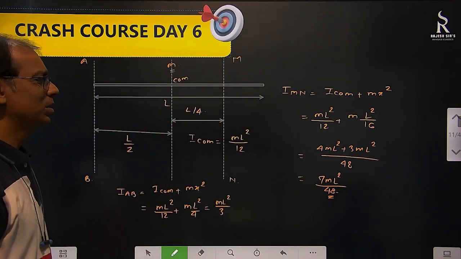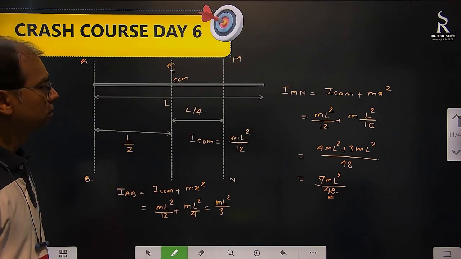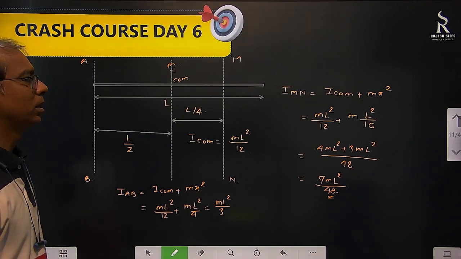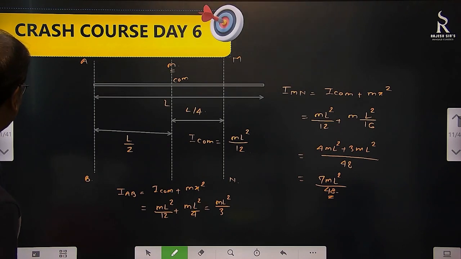Based on this, many questions are there, use of parallel axis theorem. Many questions are there. So this is how we have to use parallel axis theorem. First, we should know what is the moment of inertia about center of mass, and then we can apply this. Right, now let's see perpendicular axis theorem then.